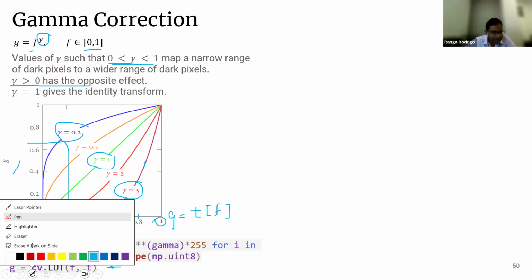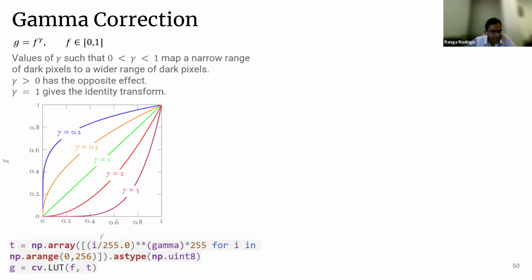What is the effect of that? We need to understand the effect of gamma values that are from 0 to 1. So that means a gamma value like 0.5. So you can see these are dark pixels, right? These are dark pixels. 0 to 0.2 means dark pixels. You take a certain portion of dark pixels and represent them using a wider range of dark pixels.